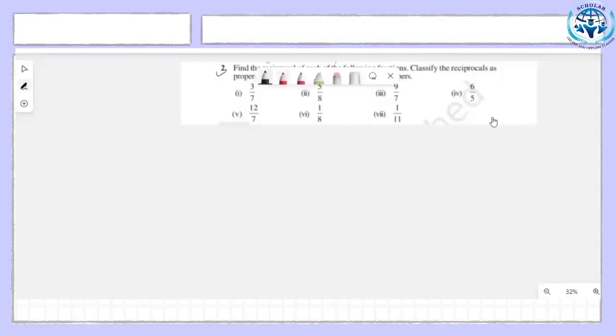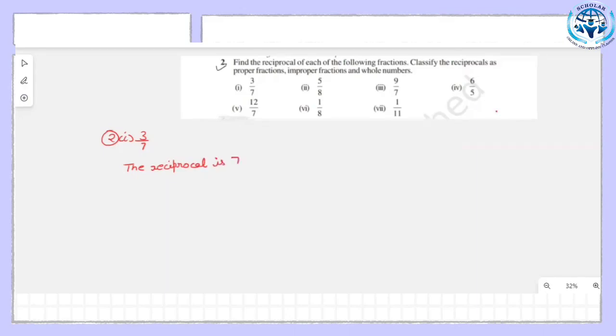Now the second question. Find the reciprocal of each of the following fractions. Classify the reciprocals as proper, improper or whole numbers. The reciprocal of 3 by 7 is 7 by 3. Now, when the numerator is greater than the denominator, the fraction is called, yes, an improper fraction. So, the reciprocal of 3 by 7 is an improper fraction.